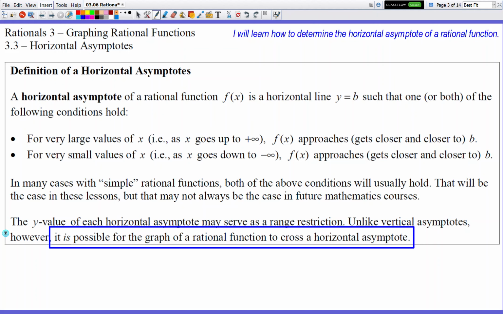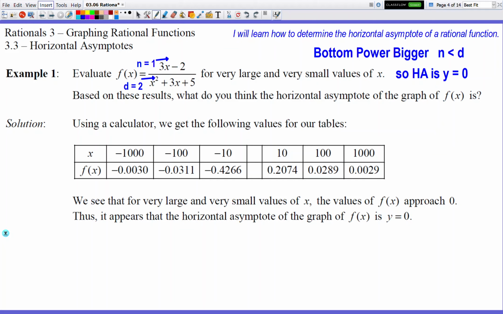Okay, it's not going to be very often, but there's certain functions that, when they form a certain type of graph, are going to make contact with your horizontal asymptote. Okay, all right. So here's what we do when we compare the numbers on the top versus the numbers on the bottom. We're going to look at the biggest power on the top, and compare that to the biggest power on the bottom.